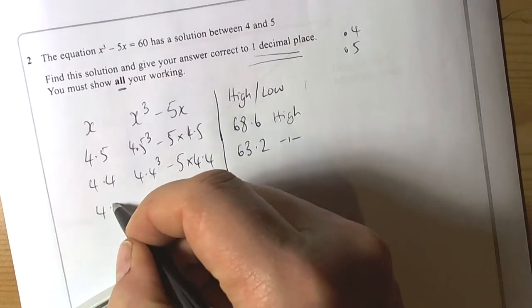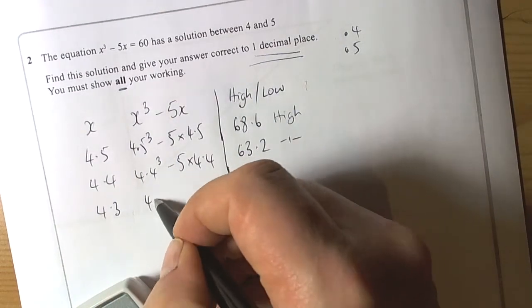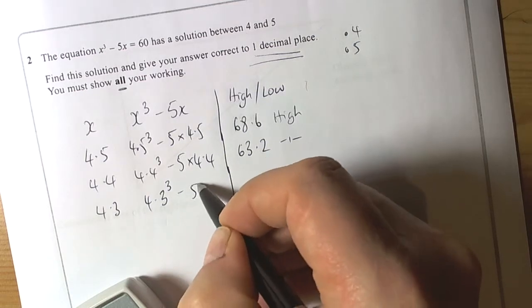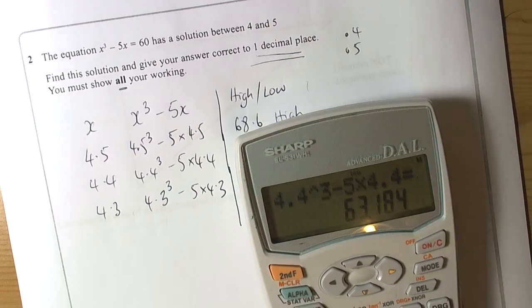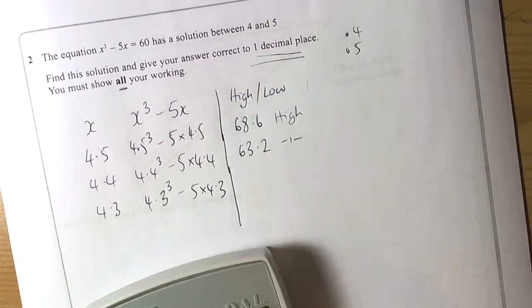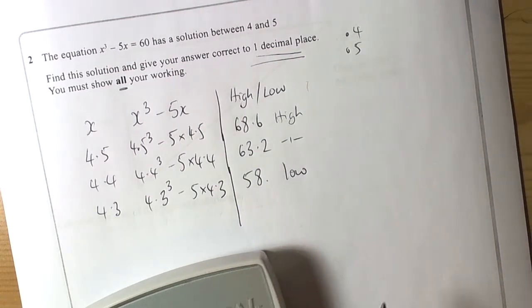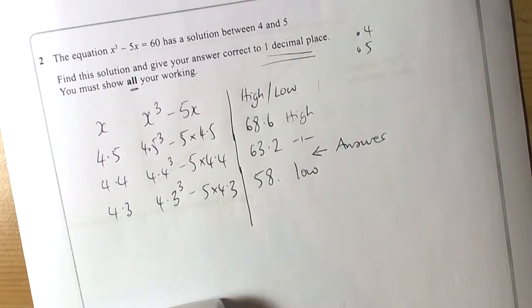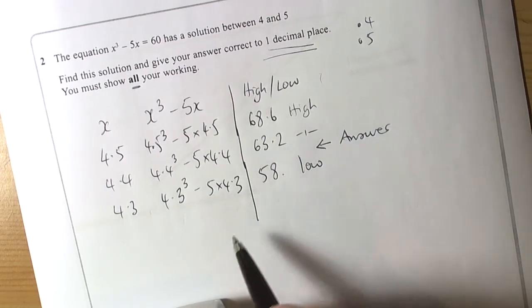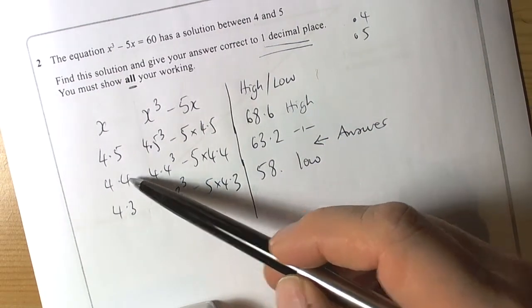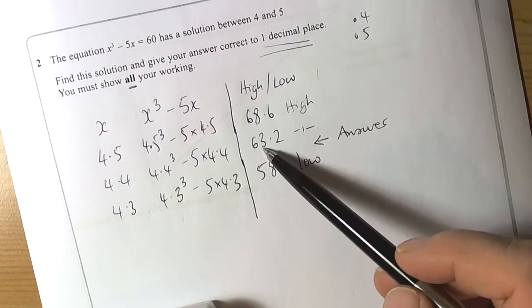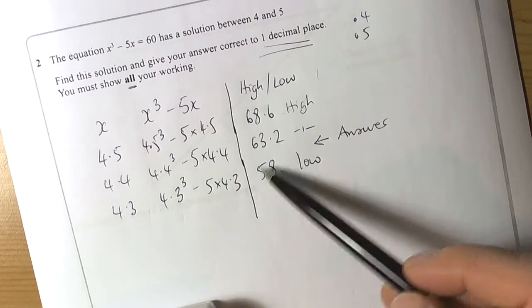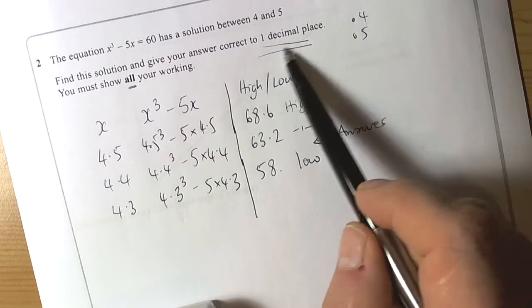So we're going to go to 4.3. So 4.3 cubed, take away 5 times 4.3. So 58, and that's too low. So they're telling us then that the answer is going to be in here somewhere. And basically we can choose then either 4.4 is going to be the final answer, because that's going to be as close as we can get to 60, or 4.3, because they wanted the answer for x to be to one decimal place.